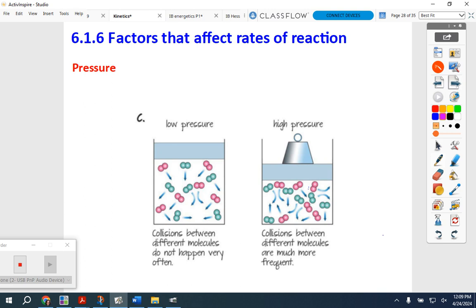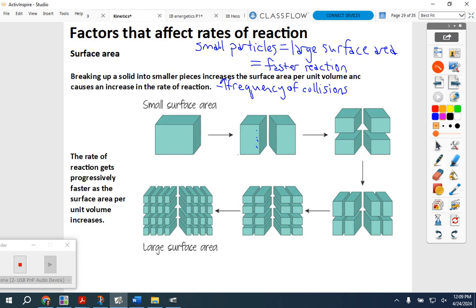This is just a picture of how, if something is under low pressure and you then increase the pressure, making the space smaller, you're increasing the frequency of collisions. And the last, not quite the last thing, the next thing is particle size.